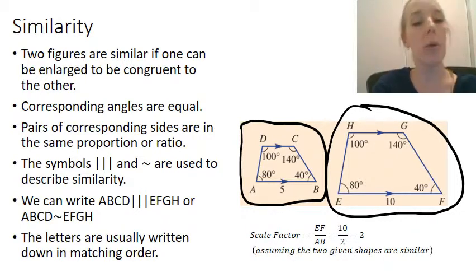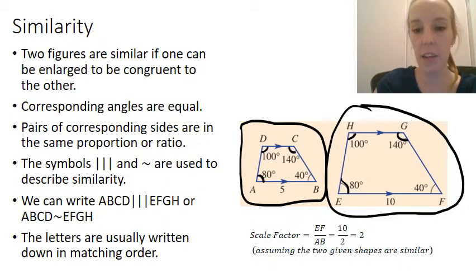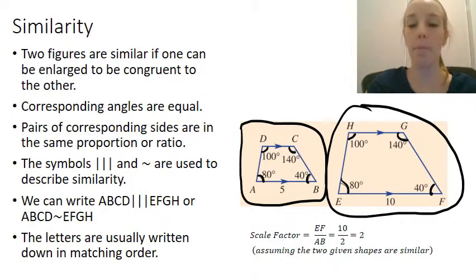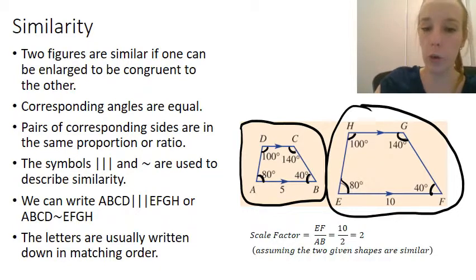So all the corresponding angles in similar figures are equal. So you can see 100 degrees, 100 degrees, 140 degrees, 140 degrees, 80 degrees, 80 degrees, 40 degrees, 40 degrees. So even though the sizes of the sides of the shape are different, the angles are always equal if they're similar figures. So pairs of corresponding sides are in the same proportion or ratio.